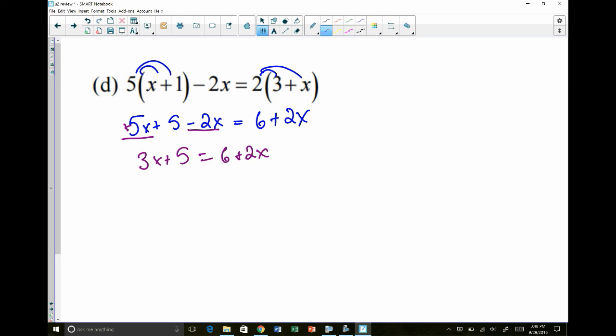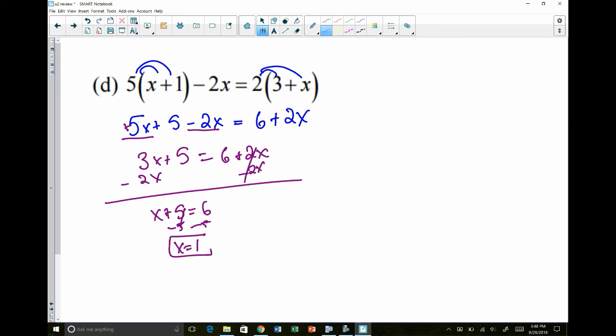I have x's on both sides, so I have to collect them on one side. How? And you have a choice. I'm going to move the 2x over. You could have moved the 3x over, but that's your choice. And I get x plus 5 equals 6. Well, what plus 5 gives me 6? 1 does, and if I subtract 5, I see x equals 1 is the solution.